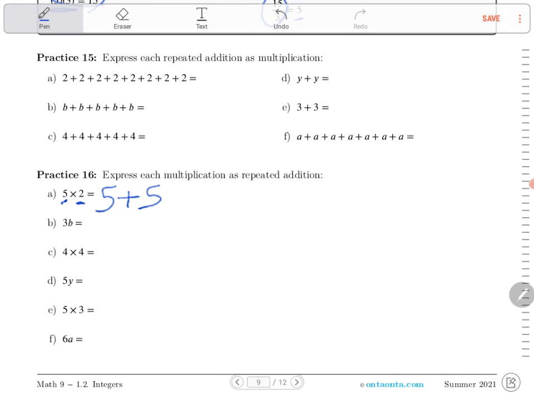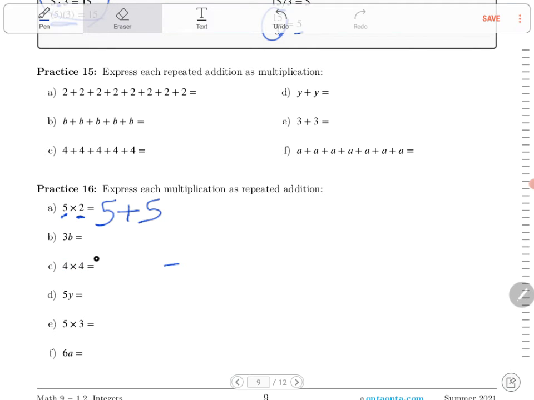Now, let's look at C. 4 times 4. So, once again, the first number we start with, that's the number we are adding. Times 4, that's how many times we add it to itself. So, in this case, we want to take the number 4 and add it 4 times. So it amounts to 4 plus 4 plus 4 plus 4. Now, let me clear this away so we can look at another problem.